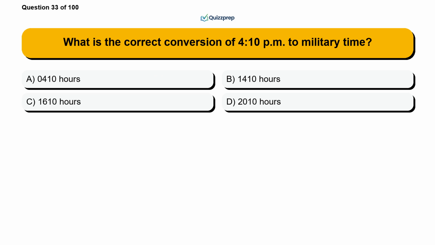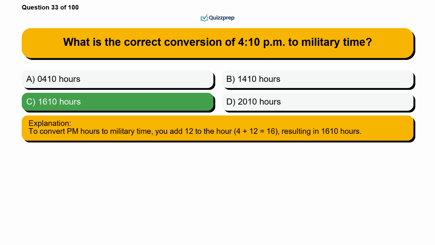Question 33. What is the correct conversion of 4:10 p.m. to military time? Option A, 0410 hours. Option B, 1410 hours. Option C, 1610 hours. Option D, 2010 hours. The correct answer is option C, 1610 hours. To convert PM hours to military time, you add 12 to the hour. 4 plus 12 equals 16, resulting in 1610 hours.